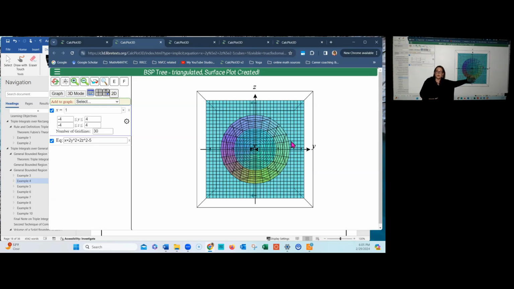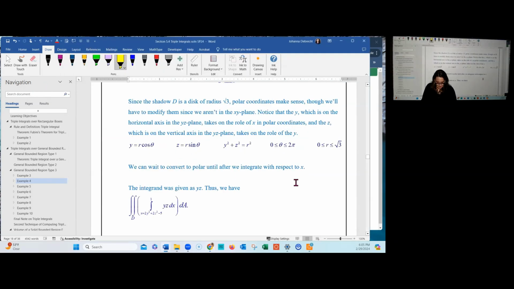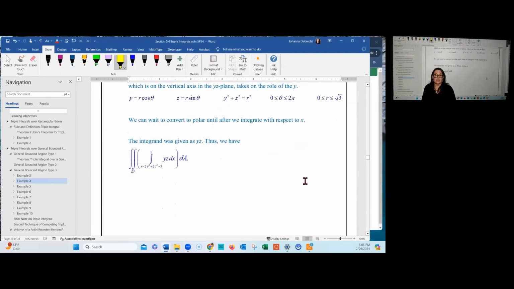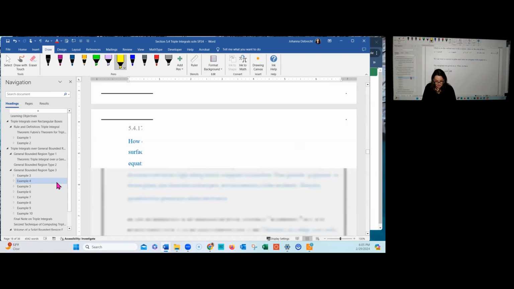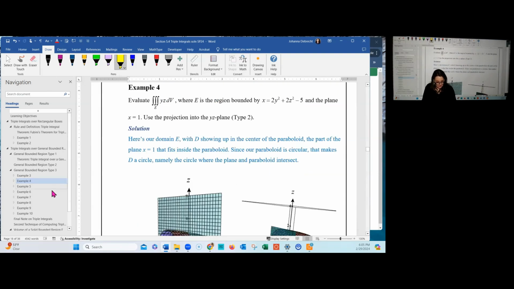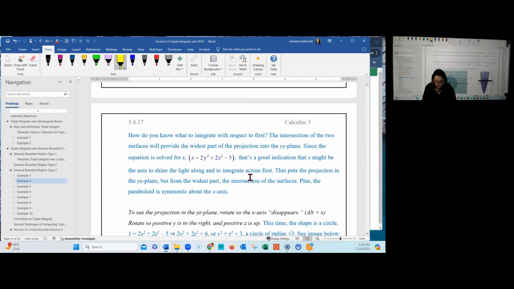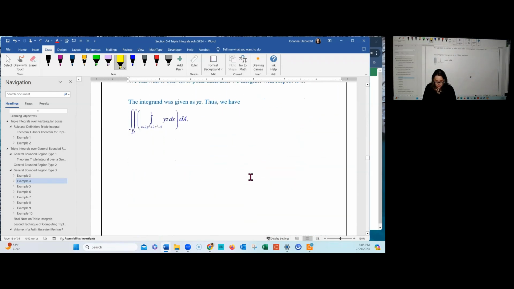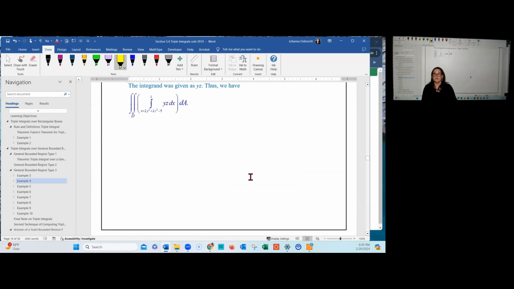So y takes on the role of x as r cosine theta, z takes on the role of y as r sine theta. Once we have this written down, then we're ready to go ahead and write down what our iterated integral is going to be. Let's go back and find out again what our function of x, y, and z is, which is y times z. And so we're going to do the single integral first, and then we will convert things into polar coordinates in order to do the double integral.